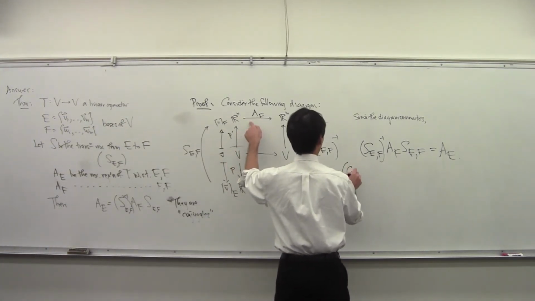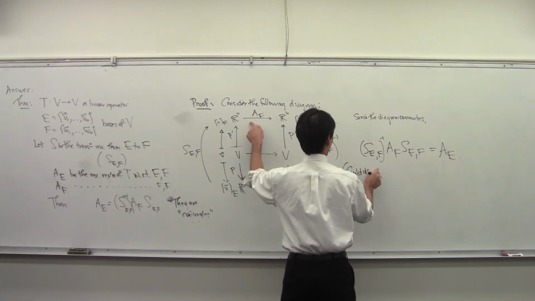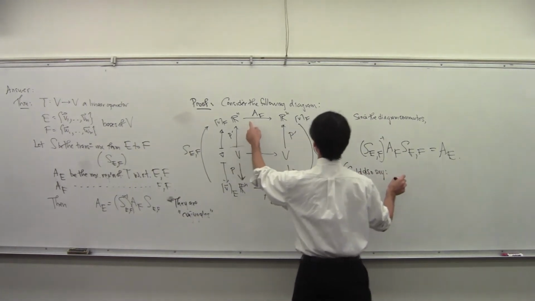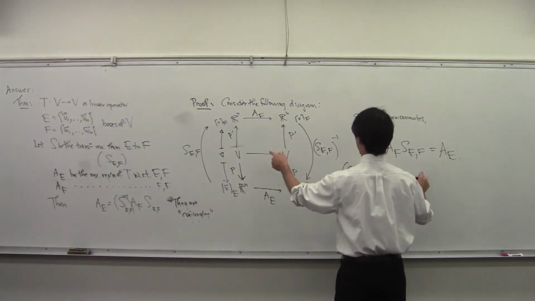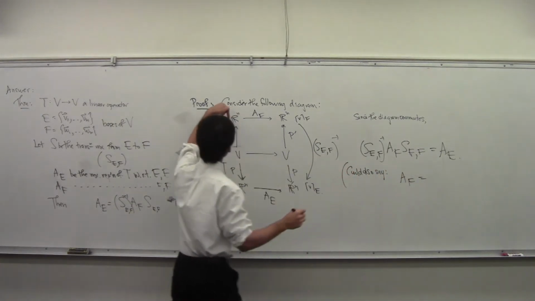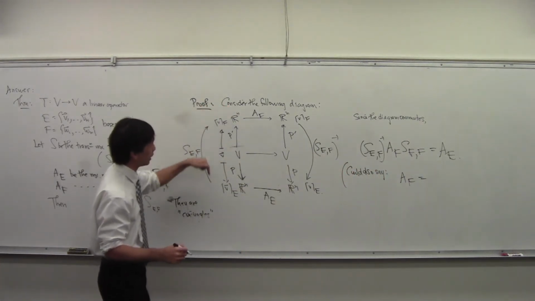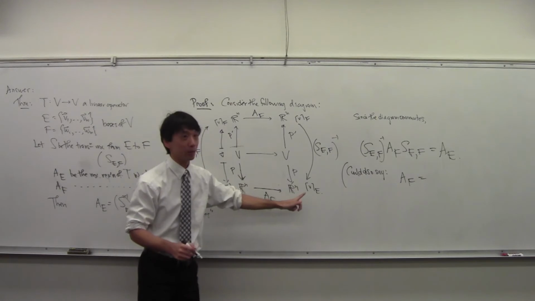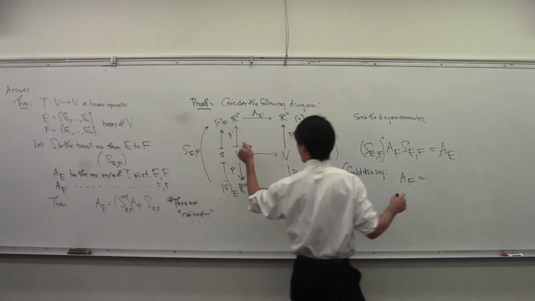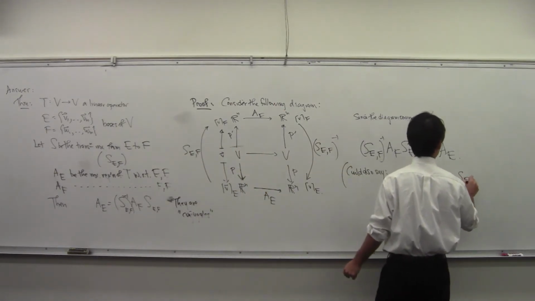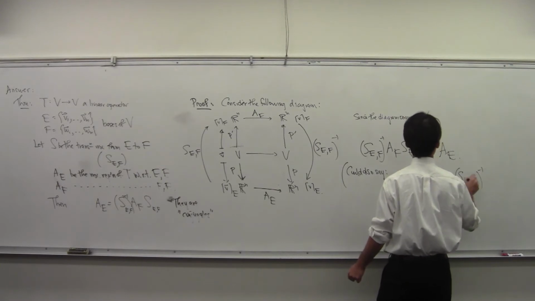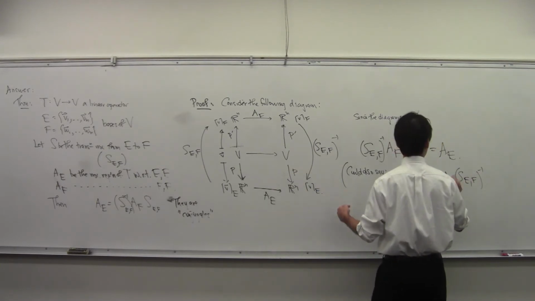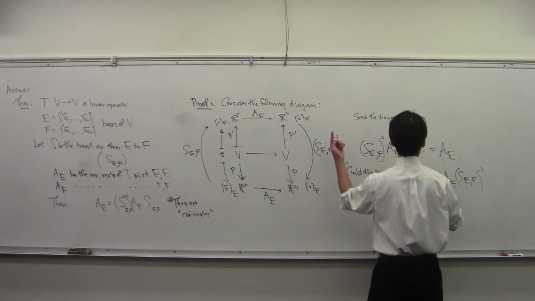You could also say that A_F, just going across from here, you could go down this way, across, and then back up. Right, so what would that say? That would say that's S_EF inverse followed by A sub E followed by S_EF.